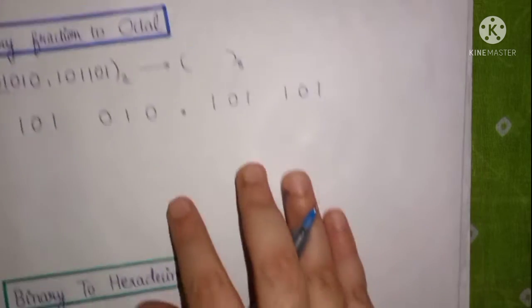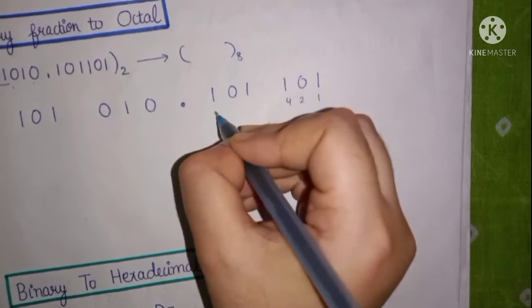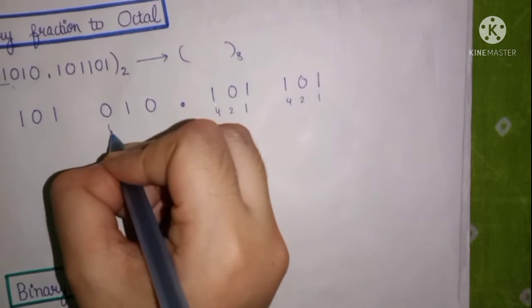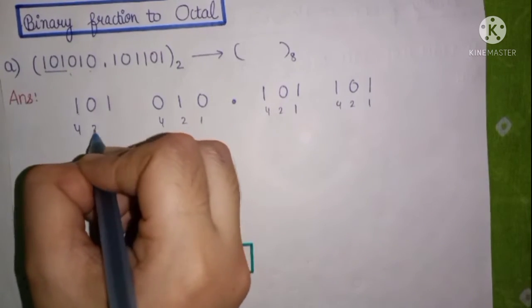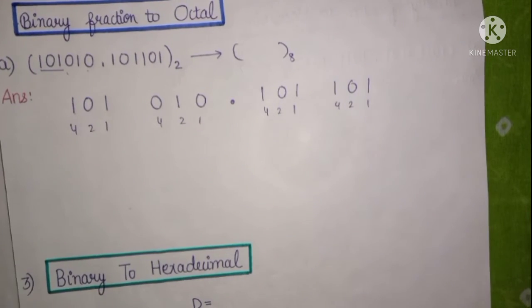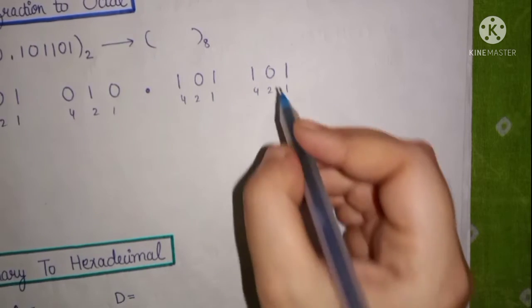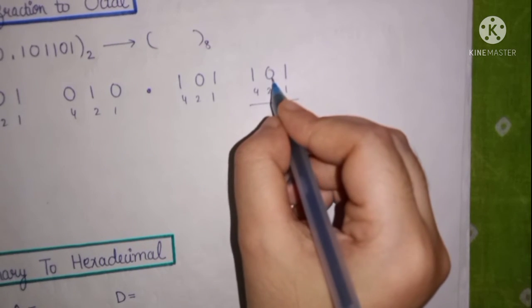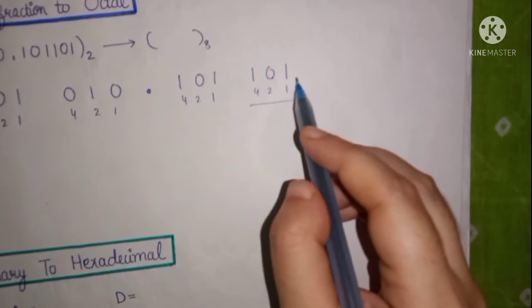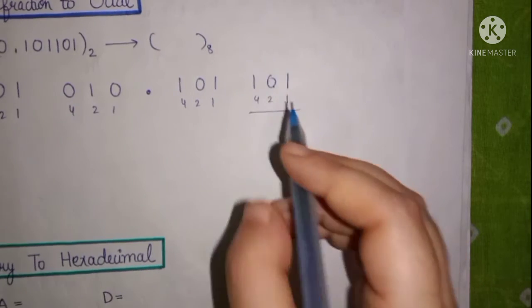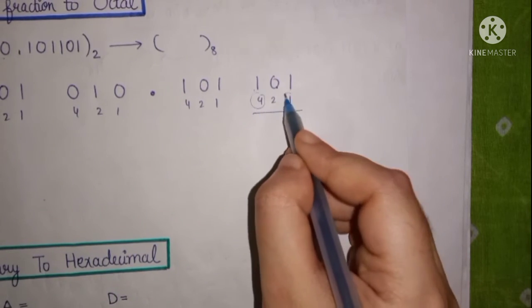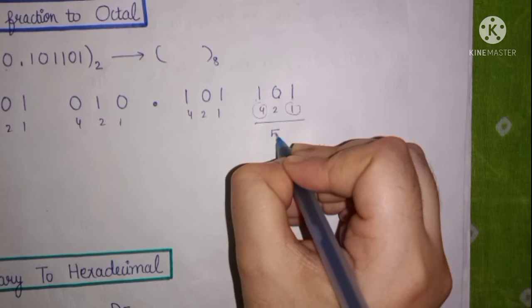Okay, so you have to write 4 2 1, 4 2 1, 4 2 1 and 4 2 1, right? Now what you have to do is the same trick you applied in the previous question. The bit which has 0, you don't have to add that. Here 1 is written, here 1 is written, so you only have to add 4 and 1. So 4 + 1 is 5.